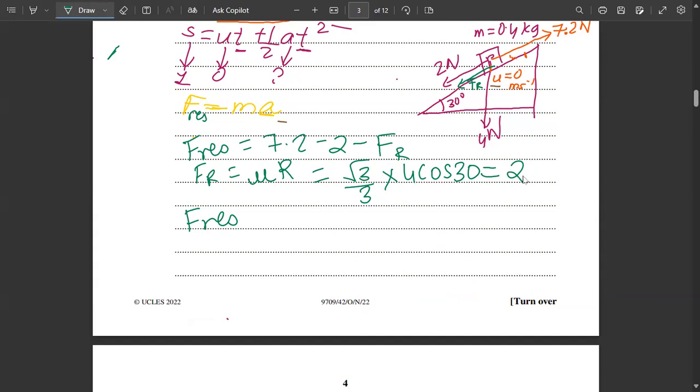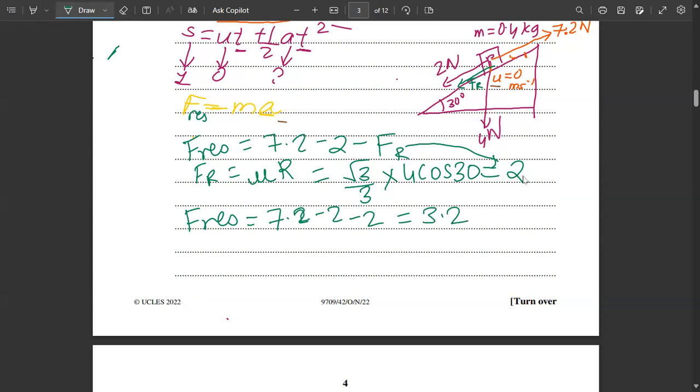And then F resultant will be equal to 7.2 minus 2 minus F_R, which is 7.2 minus 2 minus 2 again, because this F_R is 2, right? So we are getting the answer of 7.2 minus 4, which is 3.2.